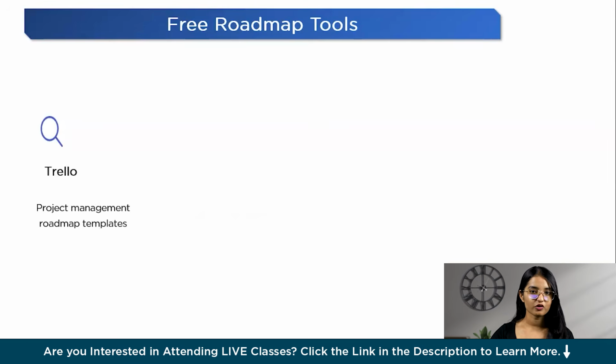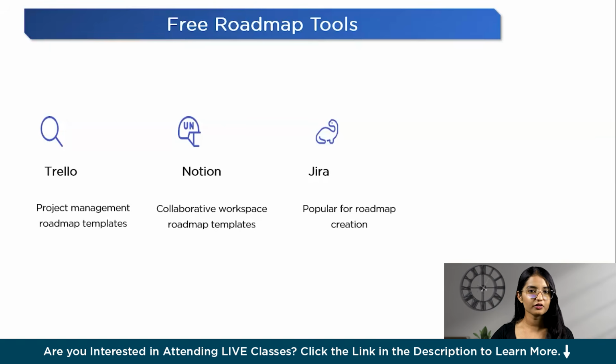Trello is a versatile project management tool that also happens to have some great roadmap templates that you can use. Next, we have Notion, a collaborative workspace that includes roadmap templates in their free plan. Next, we have JIRA, which is a popular tool that can be leveraged for creating and managing effective product roadmaps. Of course, we can't forget the classic Microsoft Excel and PowerPoint.